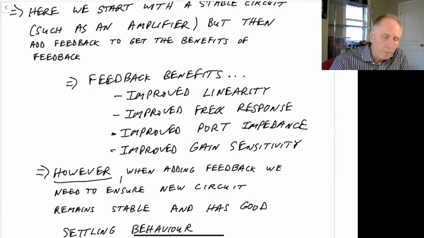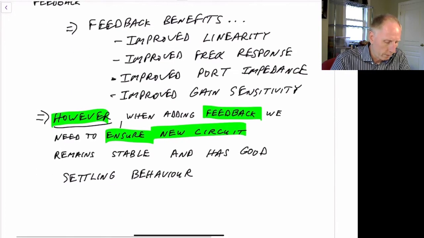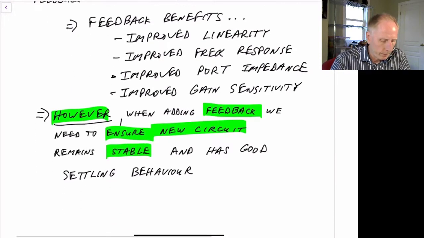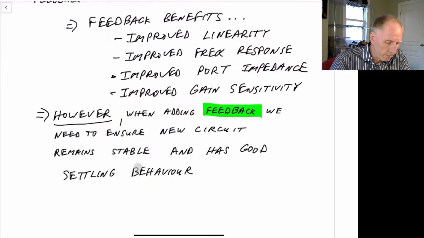Now it turns out though, we start off with a stable system. However, when we add our feedback, we need to ensure that the new circuit remains stable and it has a good settling behavior. And so we'll see that we'll use phase margin and other techniques in order to quantify how stable it is and what the settling behavior might look like.